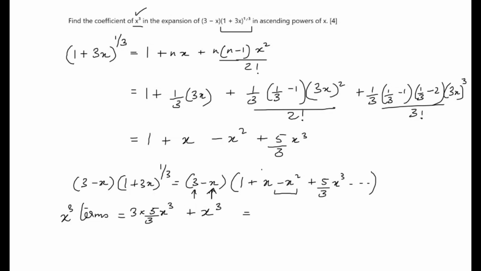So these are the x cubed terms. We can just factorize the x cubed out, and I get 5 plus 1, which is 6x cubed, right? And then they said find the coefficient of x cubed. So the coefficient is 6, and that's your answer.